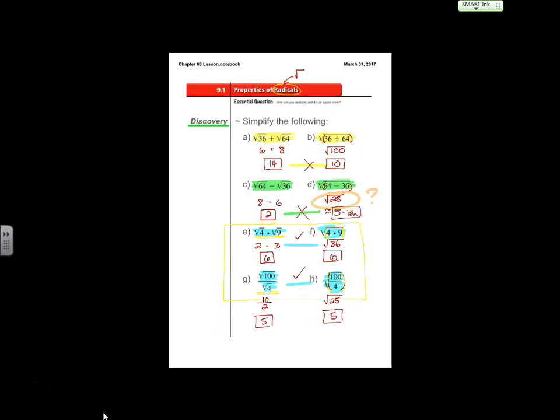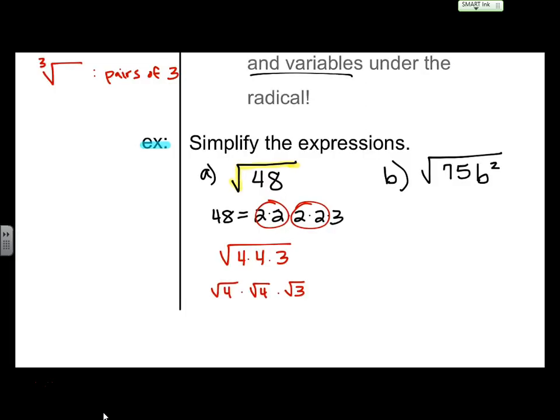So what I can do is take that 48, make it root 4 times root 4 times root 3, and be like, wait a minute, I know root 4. What's root 4? 2. I know root 4. What's root 4? 2. I don't know root 3. Okay, well, he stays. You wouldn't put 1.